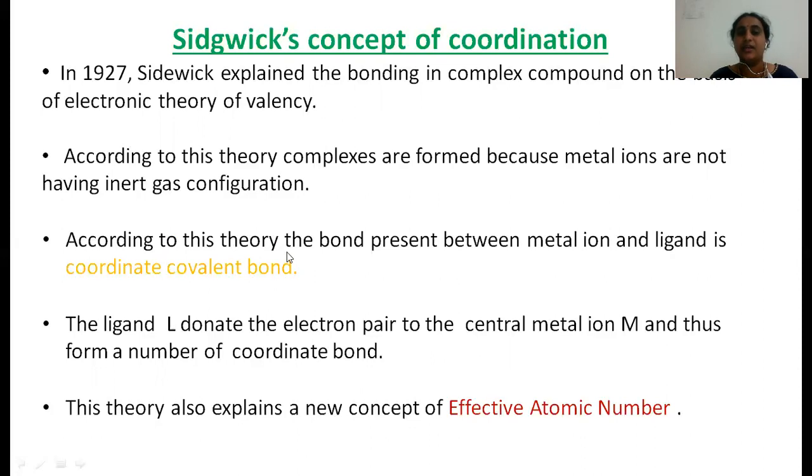According to Sidgwick's theory, the bond present between metal ion and ligand is a coordinate covalent bond. Here a coordinate covalent bond is nothing but donation of an electron pair from the ligand to the metal. One is the donor, another one is the acceptor. That bond is called a coordinate covalent bond. Here the ligand donates an electron pair to the metal ion, where M represents the metal and L represents the ligand, and thus forms a number of coordinate bonds. Sidgwick's theory also explains a new concept called effective atomic number.